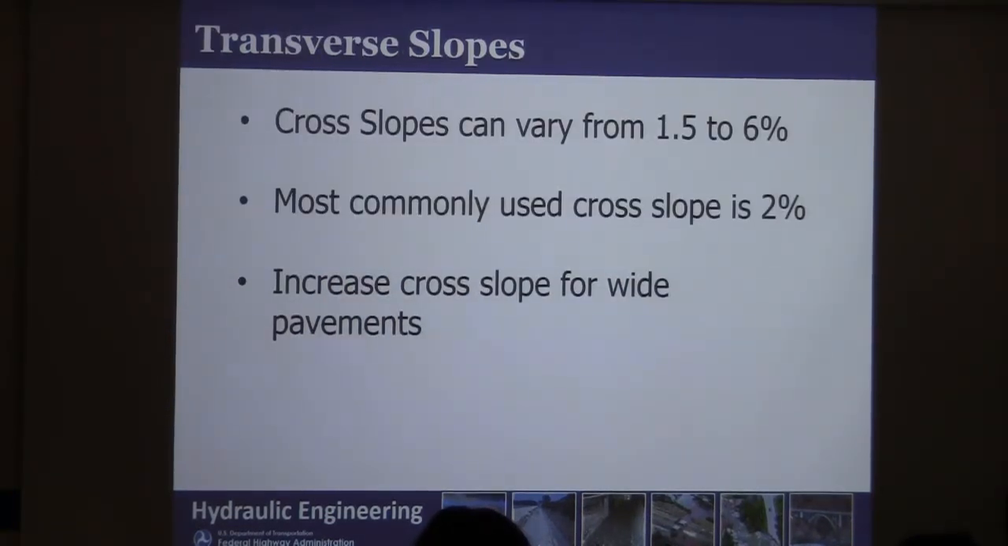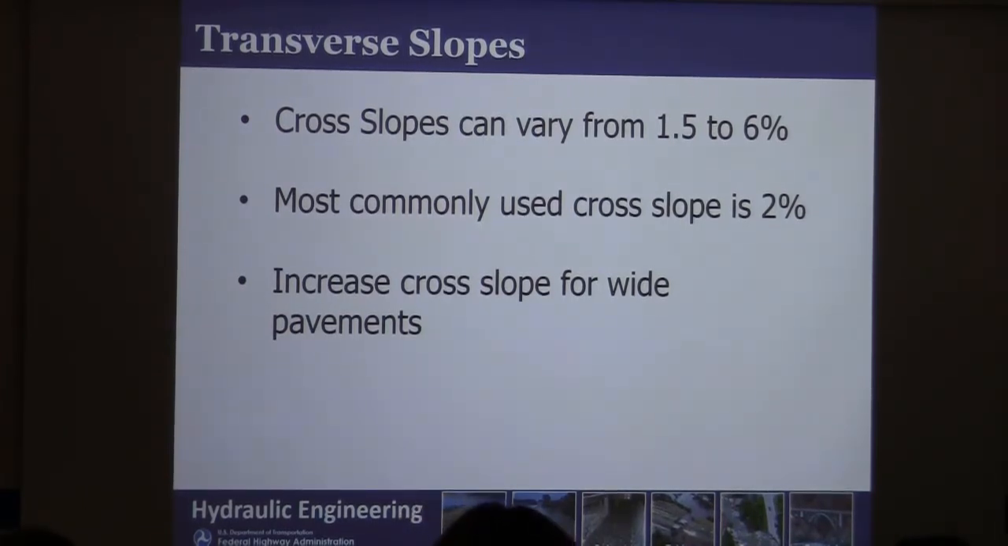So cross slopes can vary from 1.5% to 6%. Typically, you'll see 2% used out there. And you can increase that cross slope for really wide pavements. So if you have a major road out there, maybe it has 3 or 4 lanes, near the median or the inside lanes, those first 2 are graded at 2% slope. And then at the 3rd and 4th lanes, you can add 0.5 to 1% of slope to each of those, up to a maximum of 4%.